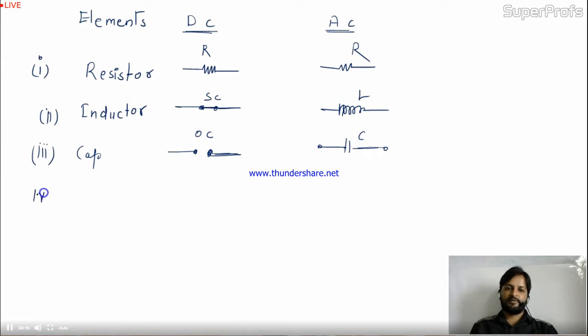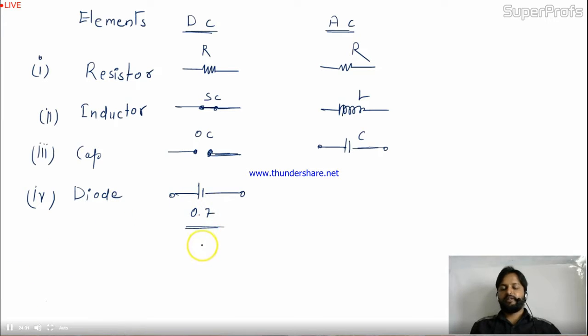Now we have introduced the diode also, so we'll consider the diode also. For the DC, the diode will act like this: one battery, the barrier potential battery of 0.7. If you apply a DC input to the diode, the equivalent circuit is a 0.7 volt drop. If you're applying DC to the diode, the diode will act like this. What if you apply AC to the diode? If you apply AC to the diode, the diode will work like a resistor.